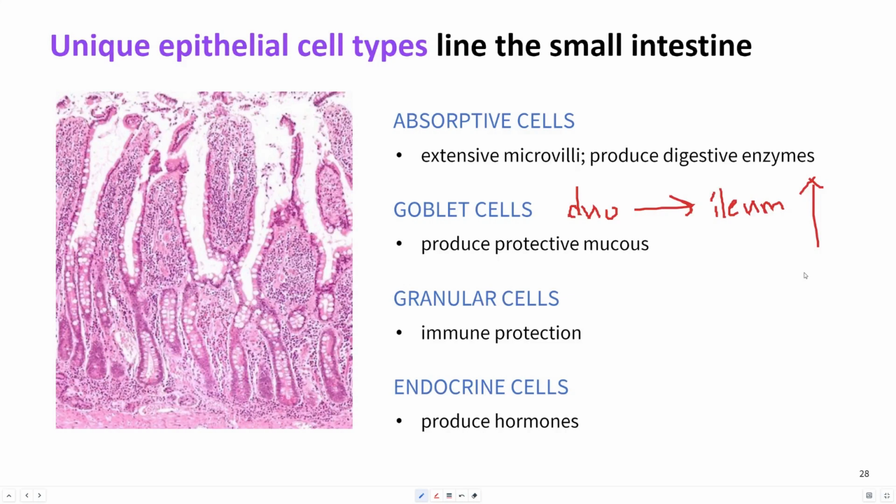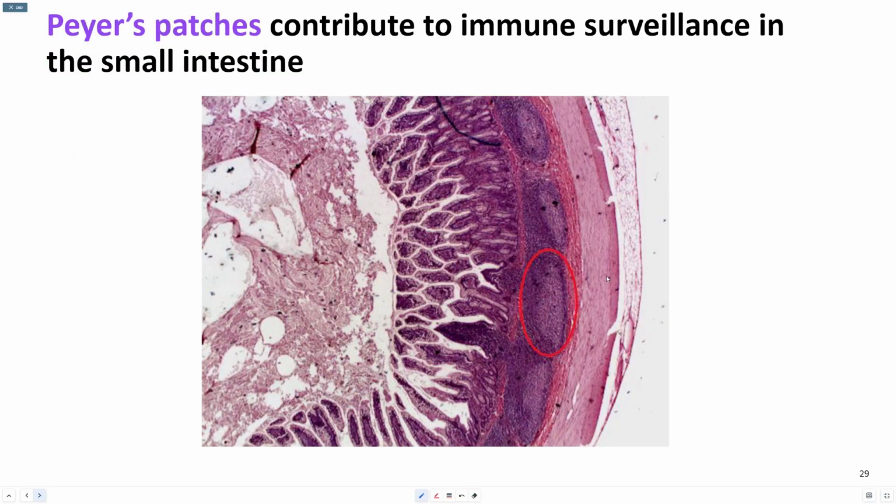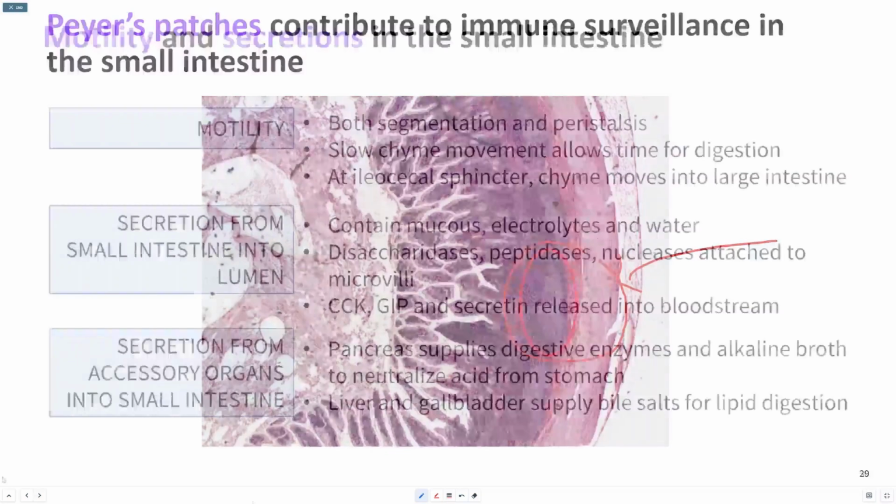And last but not least are the enteroendocrine cells, which produce hormones such as cholecystokinin, or CCK, and secretin, which controls how much acid is produced inside the stomach. Here's a cross-section showing you the Peyer's patch, a layer of immune cells inside the small intestine. Its main function is immune surveillance.